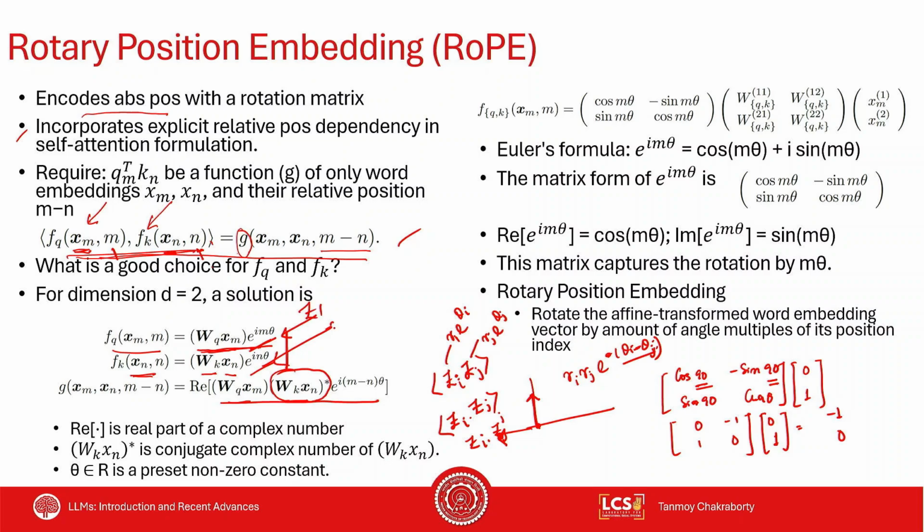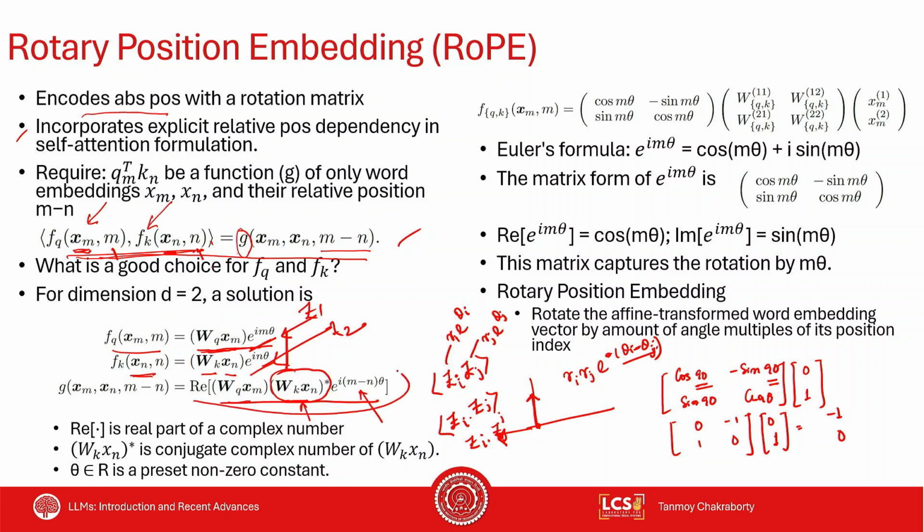This is z1, this is z2. I'll have to take the complex conjugate of z2. So this is complex conjugate, and e to the power i m theta and e to the power i n theta. So e to the power i m minus n theta. Now the interesting part is, look at this m minus n.